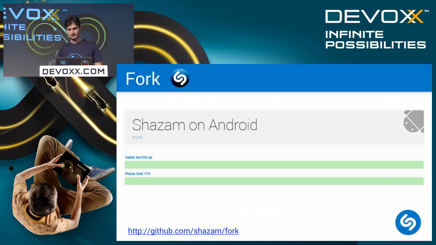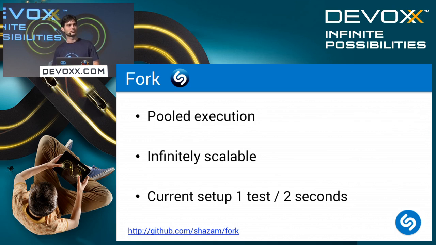It's not available yet. Just to sum up, the idea of pooled execution has helped us speed up tests quite a lot. It is infinitely scalable because the more devices or emulators you spin up, the faster things get. And with the current setup, we have managed to run at least one test per 2 seconds. And if you have ever tried to run Robolectric tests, it's very comparable. And it's pretty impressive that you can get the same scale on actual devices because they are a lot more powerful.